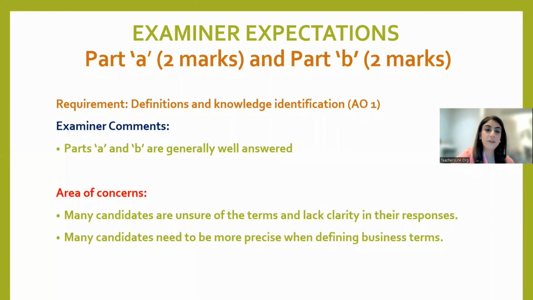Like, for example, an entrepreneur. Who's an entrepreneur? An entrepreneur is a person who starts his own business, and he's the owner of the business or takes the risk. So there have to be 2 points mentioned there. Many candidates need to be more precise when defining business terms. So what I tell all students is that on the last day, or when you have 2 days left, go over all the definitions from the book. Your book is very nicely done, with the definitions on the side. So just make sure you go over all the definitions.